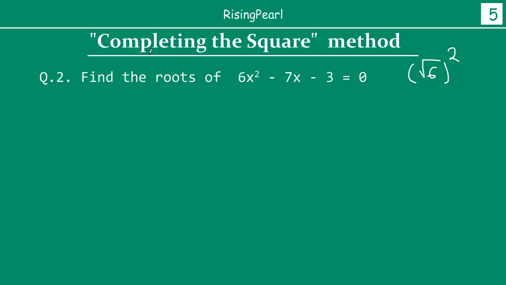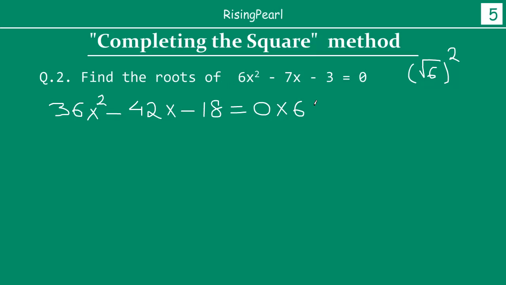So we are going to be using again the completing the square method. If you multiply both sides by 6, what we will get is 36x squared minus 7 6s are 42, 42x, minus 3 6s are 18, equal to 0 times 6.